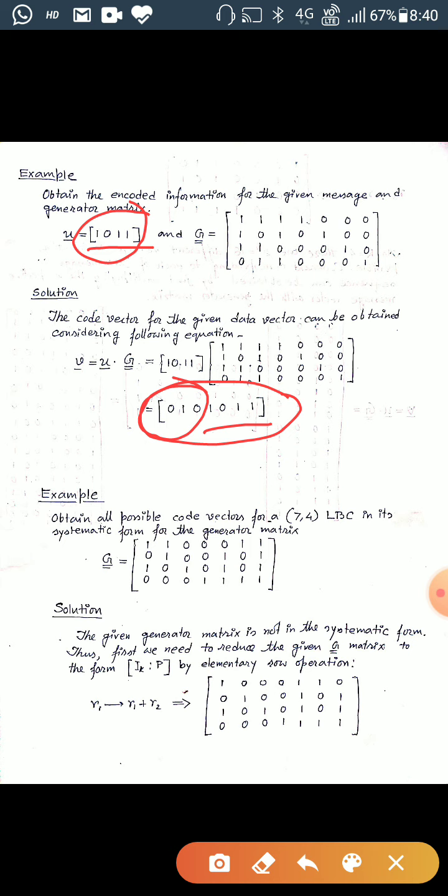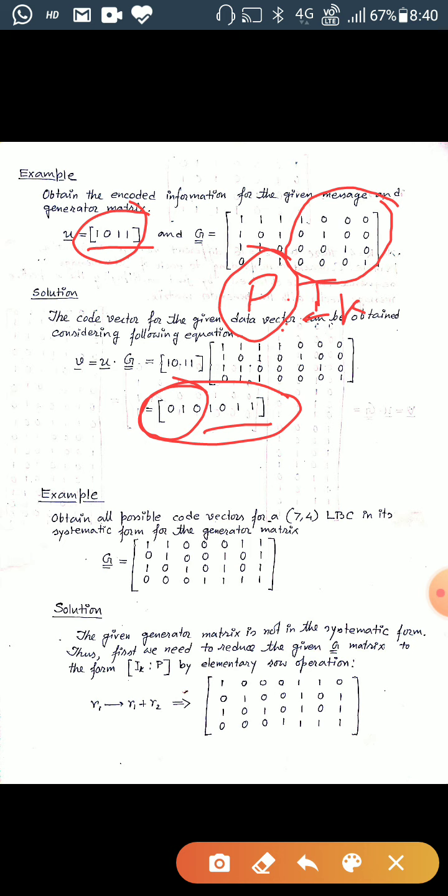And if you look at the generator matrix, the formation is given as: this is the message and this is the I of k, and this is the P. Look at this, this is the I of k identity matrix. This portion is the identity matrix, 1 0 0 0 0 1. So here the message and parity bit are given to you like this.